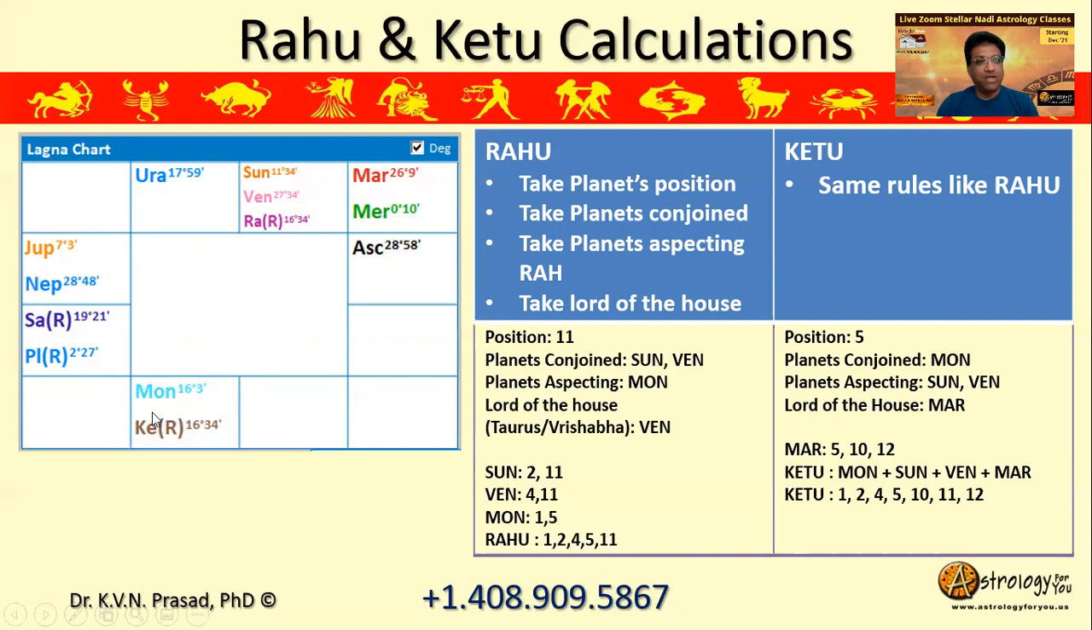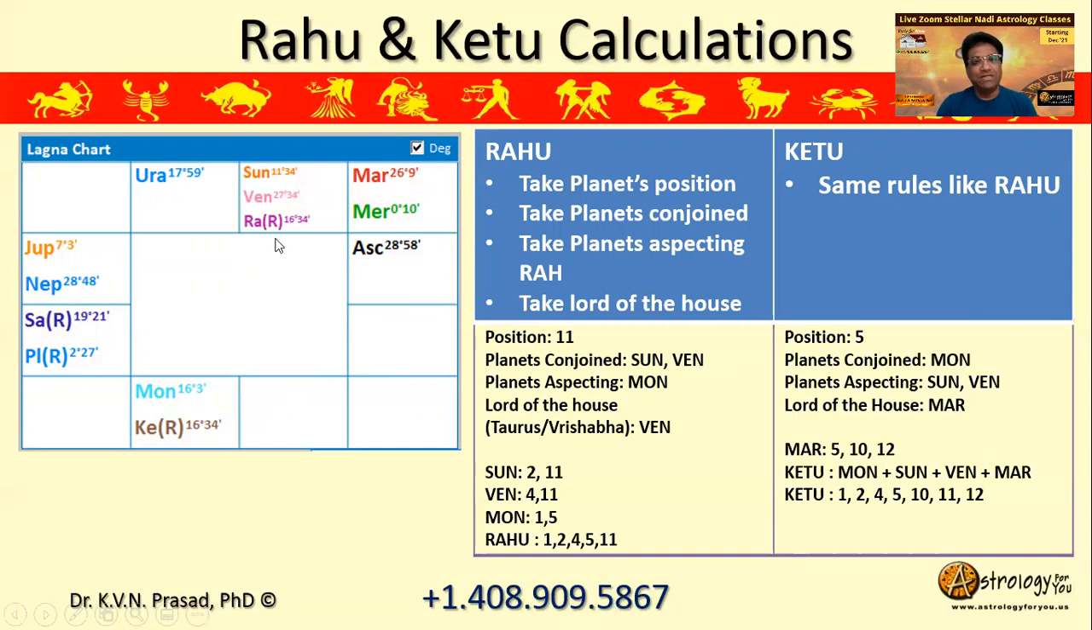So in this opposite house, we have Moon. Moon aspects Rahu as a 7th aspect, so that is why we have to take Moon. Okay. And now what is the 4th point? For the 4th point, you have to take the lord of the house. Rahu is here. Who is the lord of the house? Taurus, the Vrishabha sign, whose lord is Venus. So Venus.